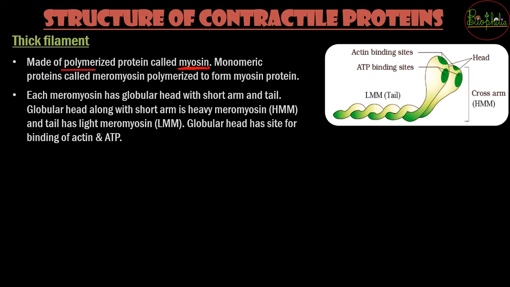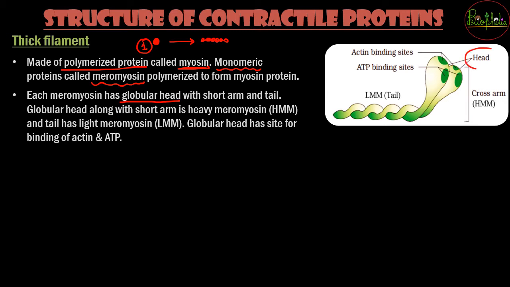Now what is myosin protein? It is a polymerized protein, and the monomeric form is going to be called as meromyosin. So meromyosin, it is a single part, और जब इसको बहुत सारे arrangements में आप cover कर लोगे, what it will be called as? It will be called a polymeric form of, that is myosin protein. Now each meromyosin, that is one single part of it, is going to have a globular head. So here you can see the diagram of it, how is it going to be present.